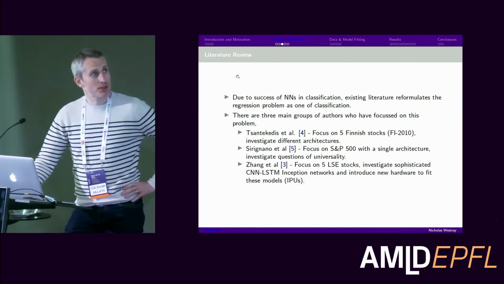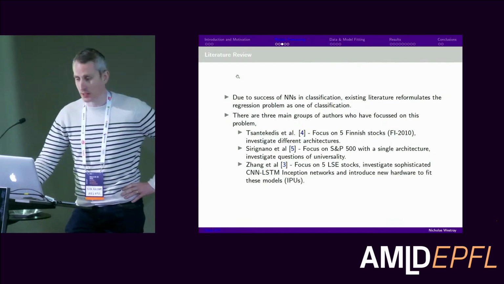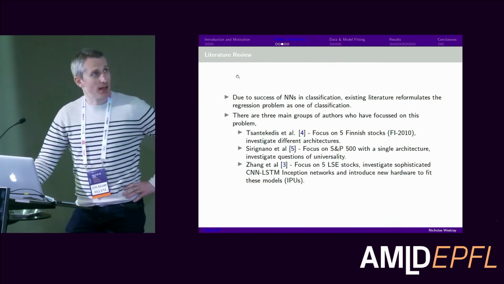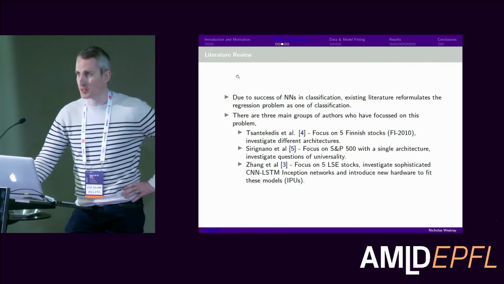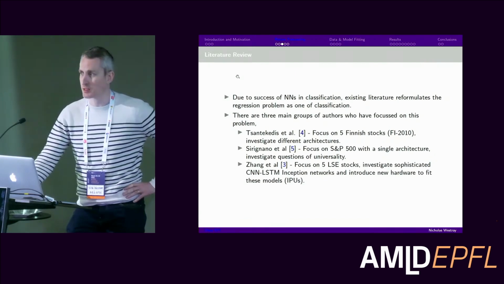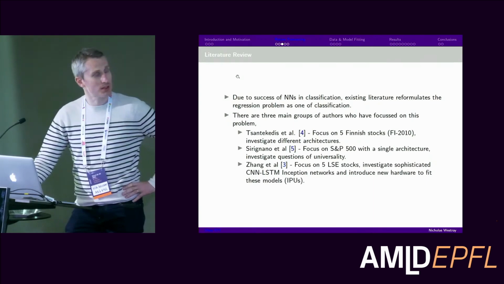For those who are interested in this problem, I can strongly recommend the FI-2010 dataset. You can download this for free, and it has several days of limit order book data. It's very manageable. You can do this on a laptop. You don't need any hardware or anything like that. And so this is a nice place to get started for those of you who are interested in this.